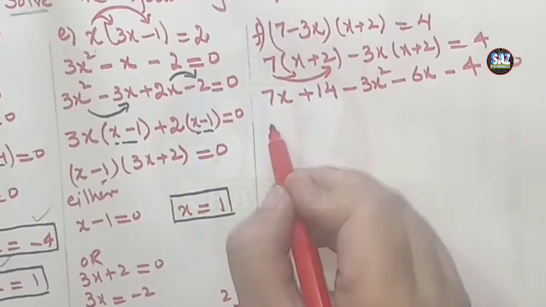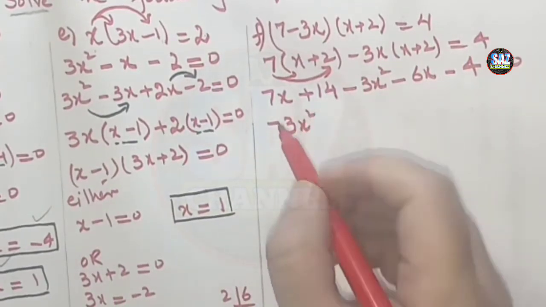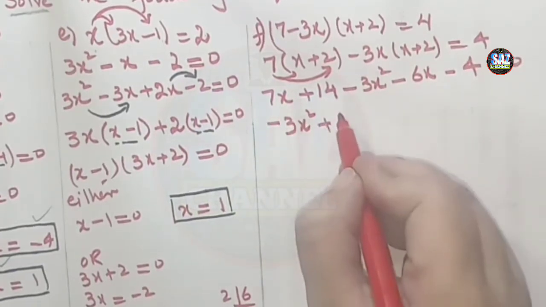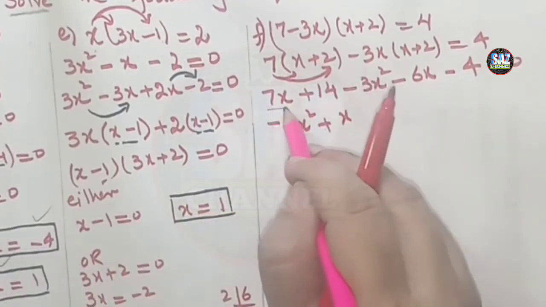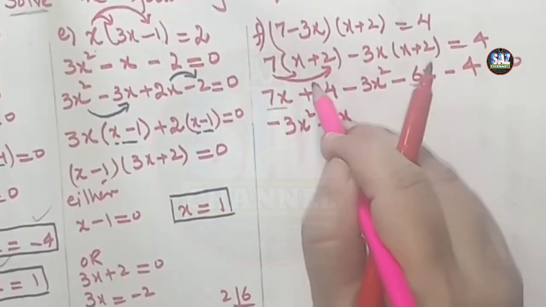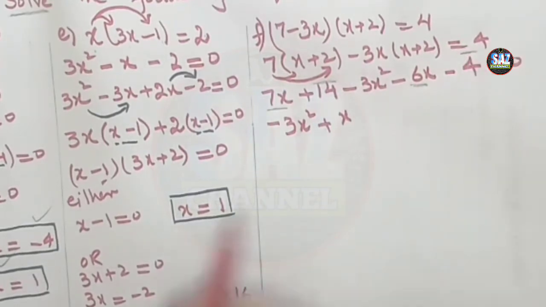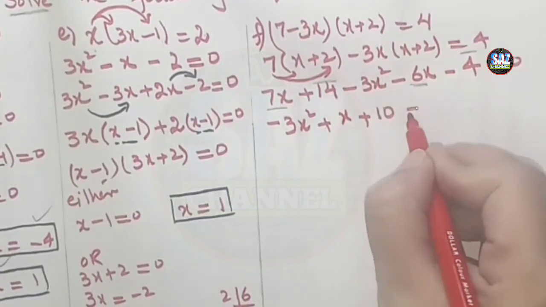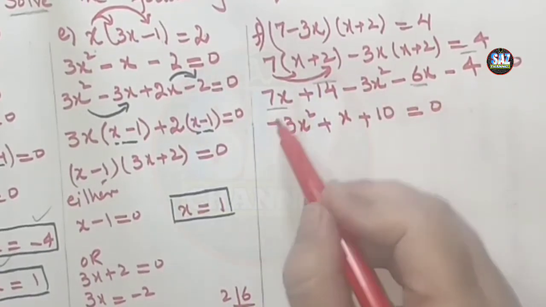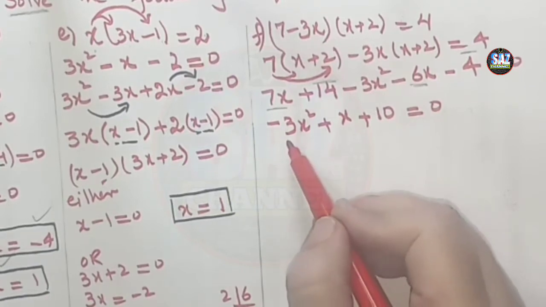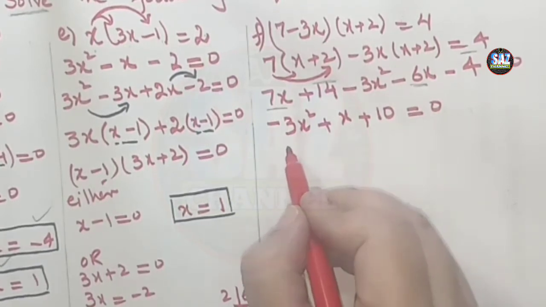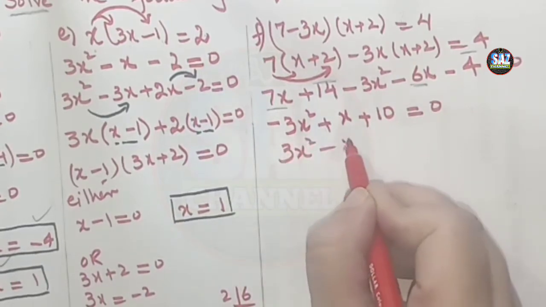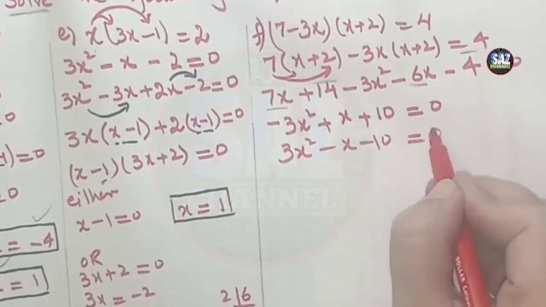Now minus 3x square, 7x and minus 6x will give me x, and 14 minus 4 will give me 10. Is it okay or not? Again, the coefficient of square term is negative. Make it positive by multiplying the whole equation with negative sign. It will become 3x square minus x minus 10 equals to 0.